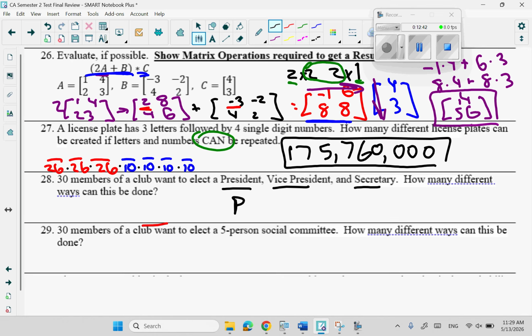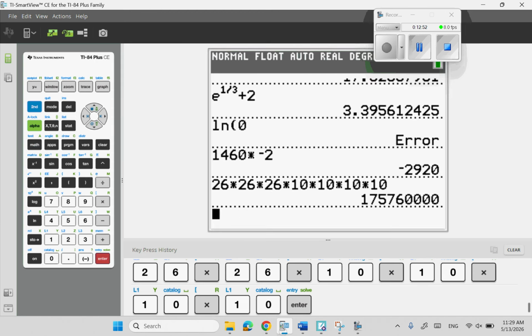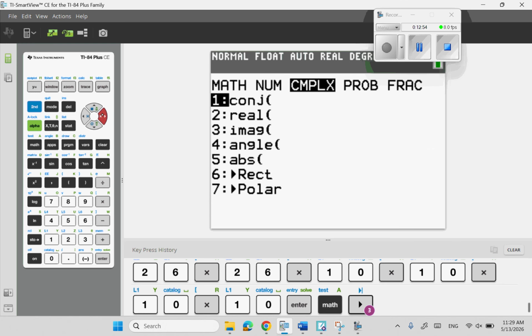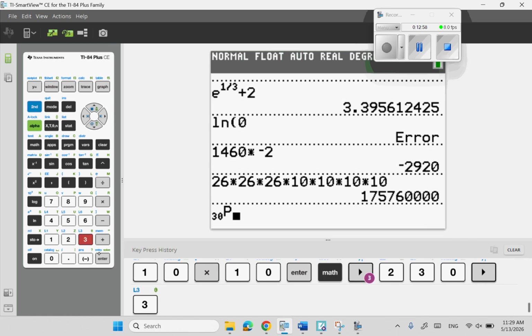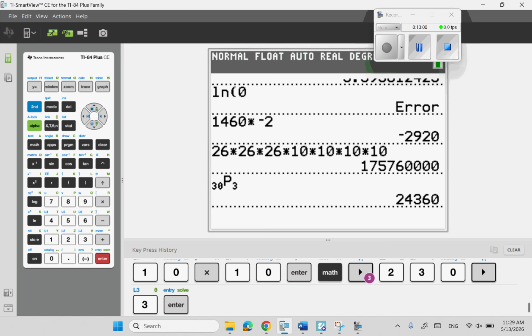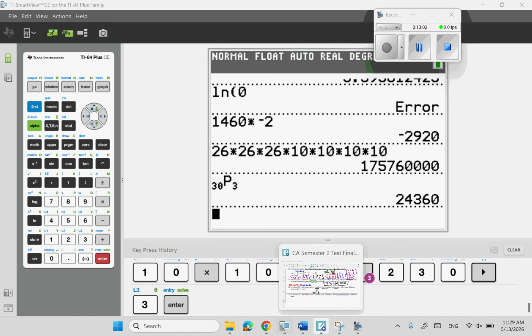Okay. The first number in a permutation is how many I'm picking from, so 30 in this case. And the second number is how many I'm picking. In this case, I'm picking 3. So I get 30P3 in my calculator, which can be found under math probability. So we'd get 24,360.